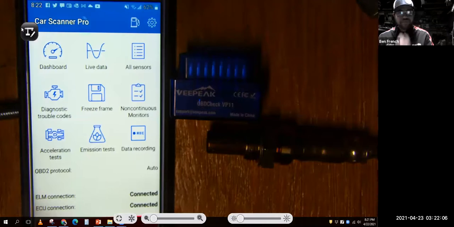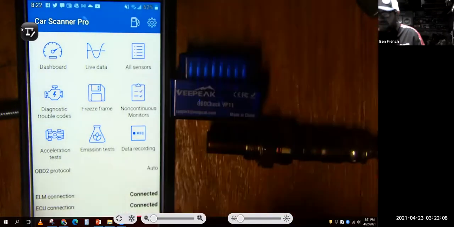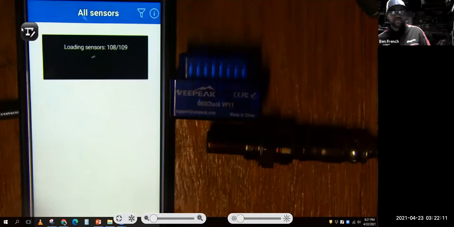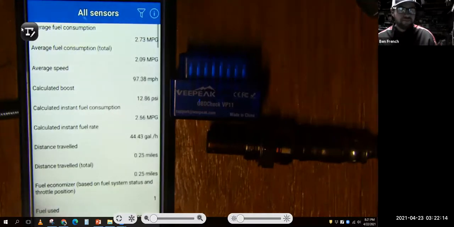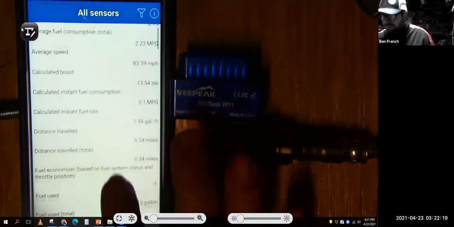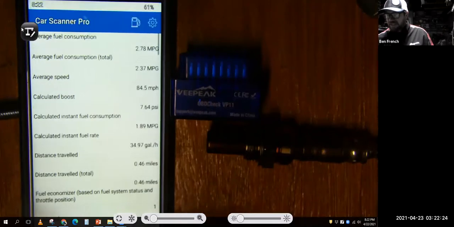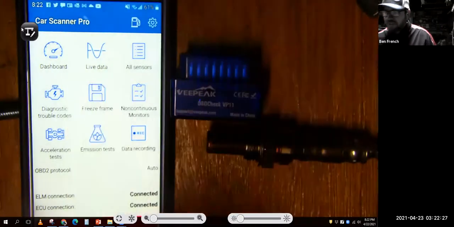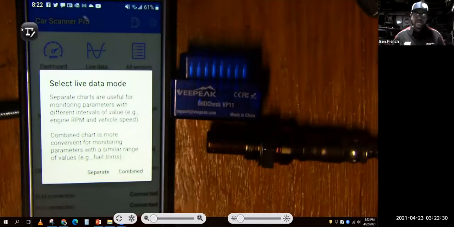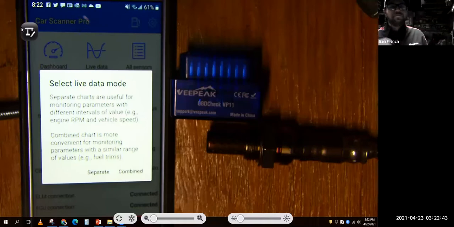Okay. So again, if I want to look at all my data, I would go to all sensors. You can see that there were like 108 different parameters there. There was all kinds of stuff, right? And like I said, it's overwhelming. So tonight we talked about building a custom data list. Well, if I was setting this P0420 code, I would do a custom data list specific to my code. Specifically, I want to see what my oxygen sensors are doing both before and after my cat.